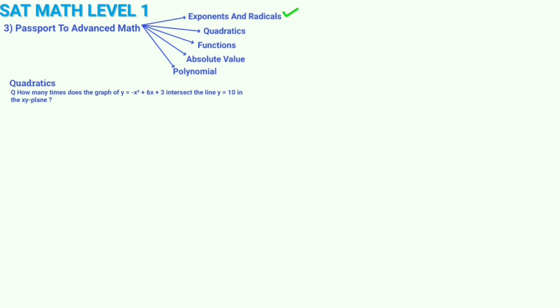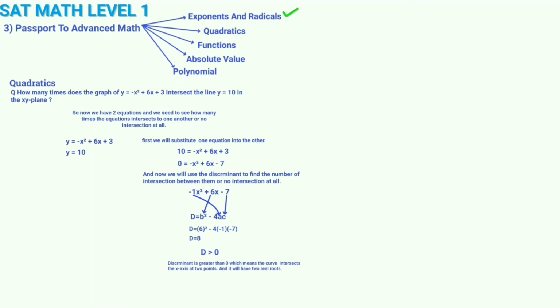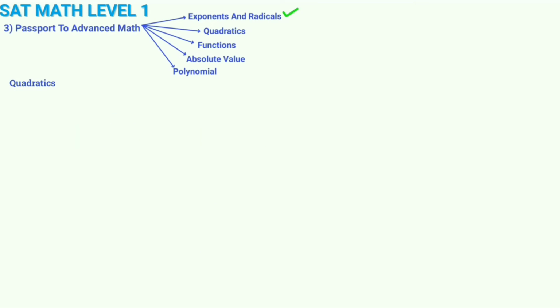How many times does the graph of y is equal to minus x squared plus 6x plus 3 intersect the line y is equal to 10 in the xy plane? So now we have two equations and we need to see how many times the equations intersect one another, or no intersection at all. Okay. So we got these two equations. First we will substitute one equation into the other. And then we will use a discriminant to find the number of intersections between them or no intersection at all. Use the values, and we found that D is equal to 8, D is greater than 0, which means there are two intersections between the line and a curve.